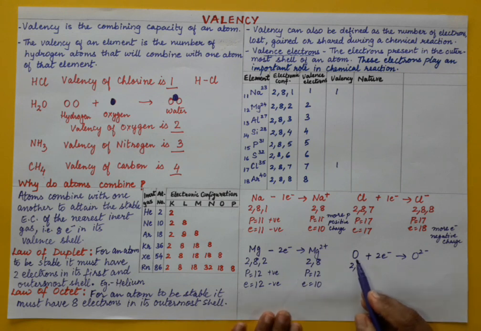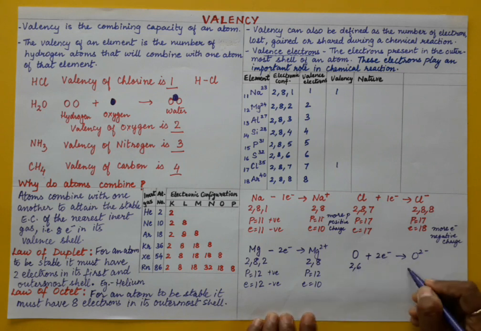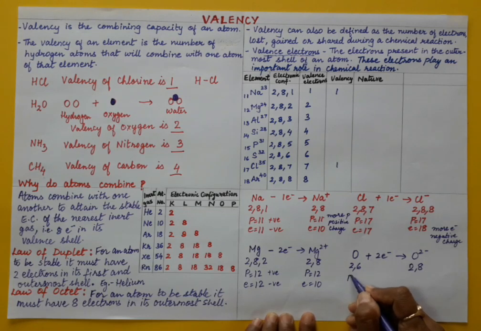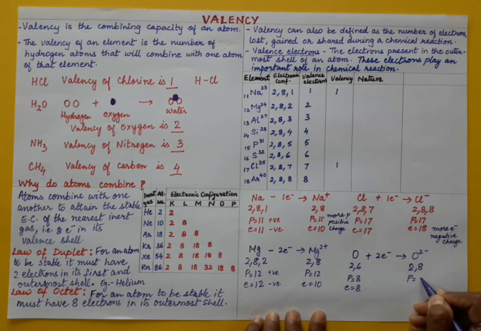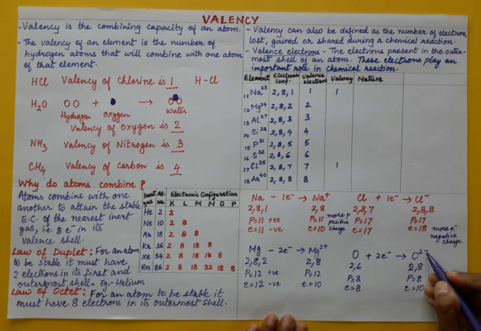Similarly, this non-metal is in need of 2 electrons. Why? Because the outermost shell has 6 electrons. So it is in need of 2 electrons to complete octet. Now difficult to lose 6 electrons, easy to gain 2 electrons. So it will gain 2 electrons and its octet is complete. So here protons were 8, electrons were 8, but now protons are 8 and electrons have become 10. So 2 minus, more electrons, so negative charge, right?